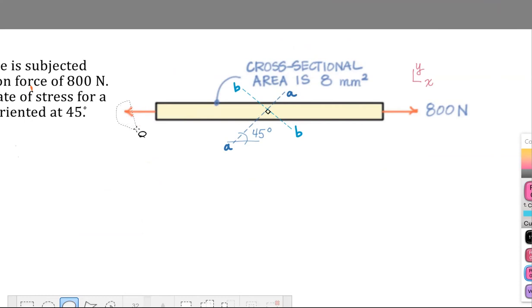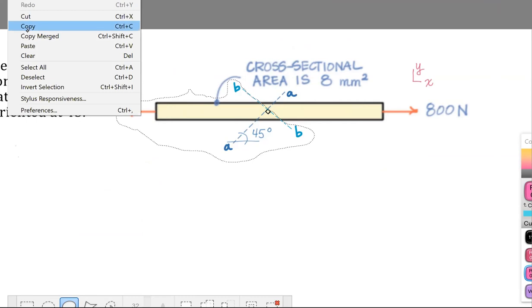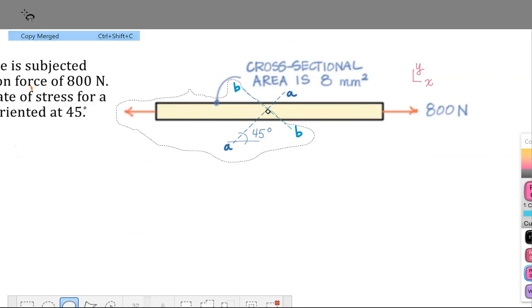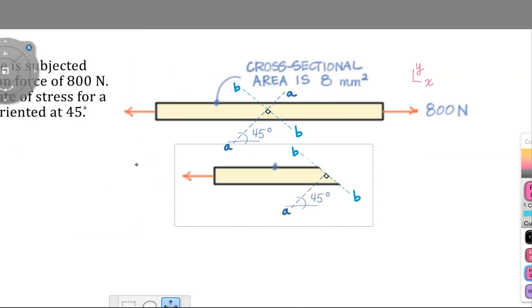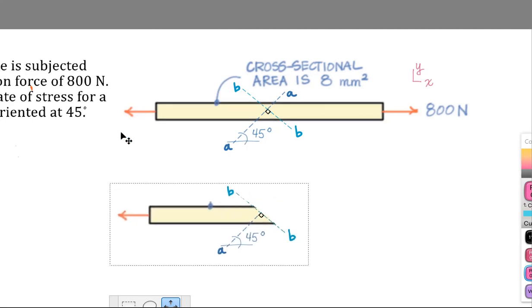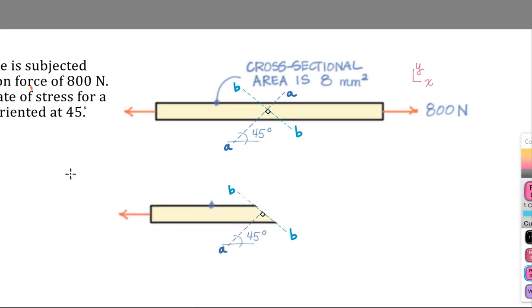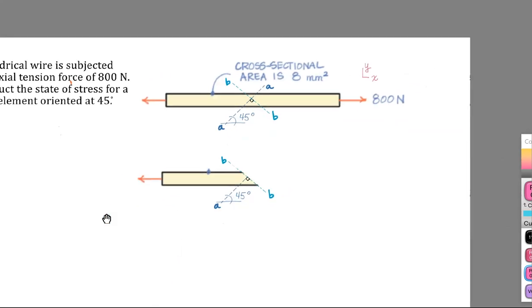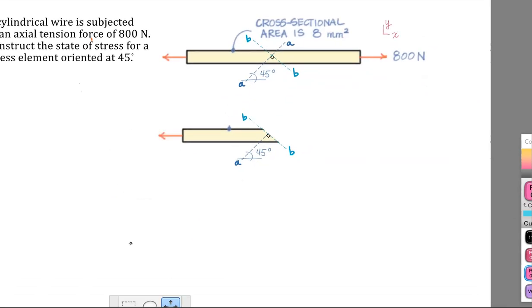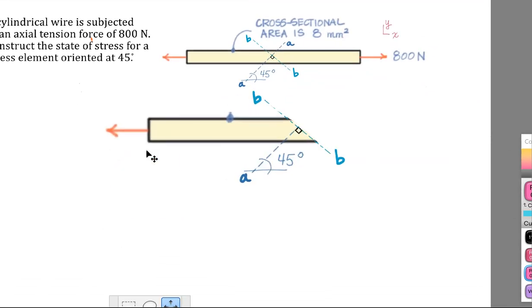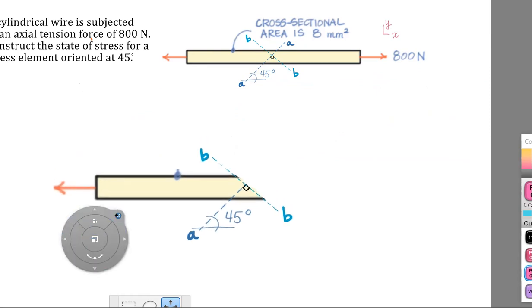I'm going to take the left side. You could take either one. You get this exact same answer if you're following the procedure properly. I'm going to take this side, edit, copy, merged, edit, paste. Okay, let's put this one in equilibrium, zoom out a little bit, make it a little bigger, move it down here. I'm going to do this one faster than before because we've been through this in detail.